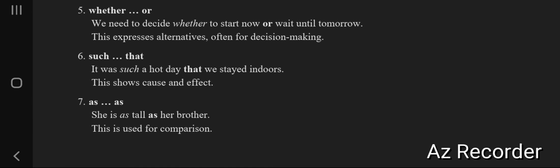Such...that, this is number 6. It was such a hot day that we stayed indoors. This shows cause and effect. And finally, number 7, as...as. She is as tall as her brother. This is used for comparison.